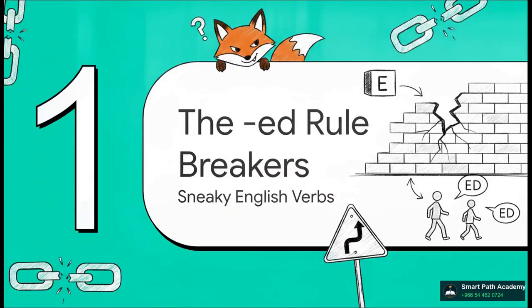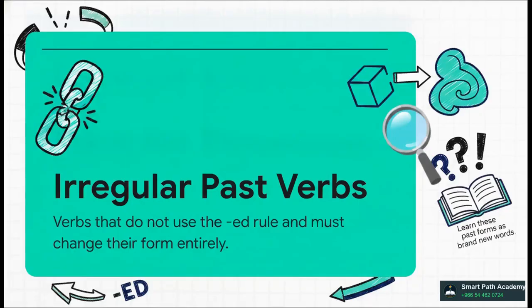Section 1, the ED rule breakers. So normally, we just add the letters E and D to talk about the past, right? But these sneaky rule breakers are called irregular past verbs. They're verbs that literally do not use the normal ED rule, and they must change their form entirely. The secret to mastering them? You've got to learn these past forms as brand new words.